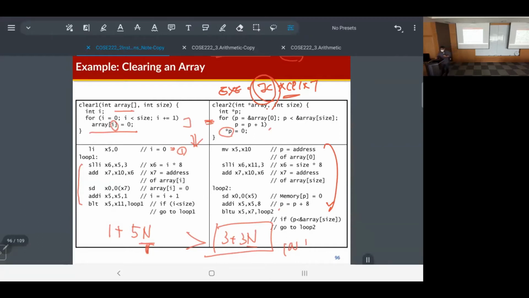So the good news is about the compilers. If we just translate this code directly, one by one, then the compiler may generate assembly code like this. It's an unoptimized version. Also, compilers can generate code like this for some pointer version.